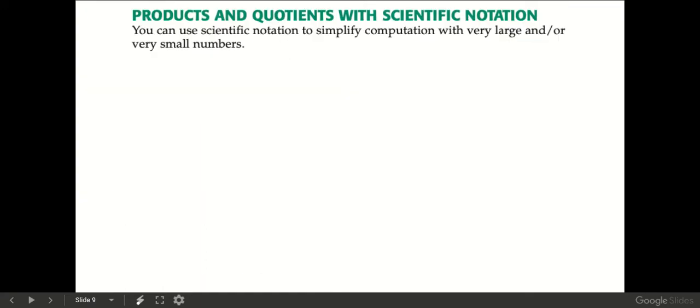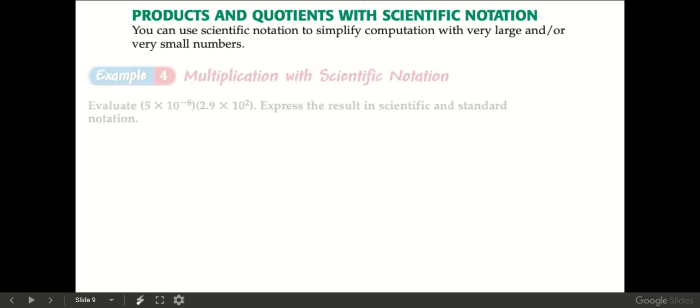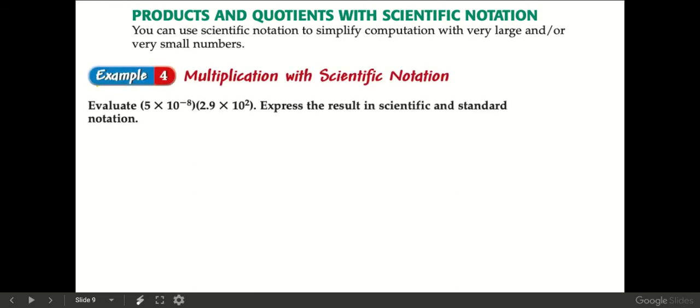So products and quotients with scientific notation. You can use scientific notation to simplify computation with very large and very small values. So in example number 4, we're going to go ahead and multiply these two scientific notation numbers, right? And we have to express them in scientific and standard notation.